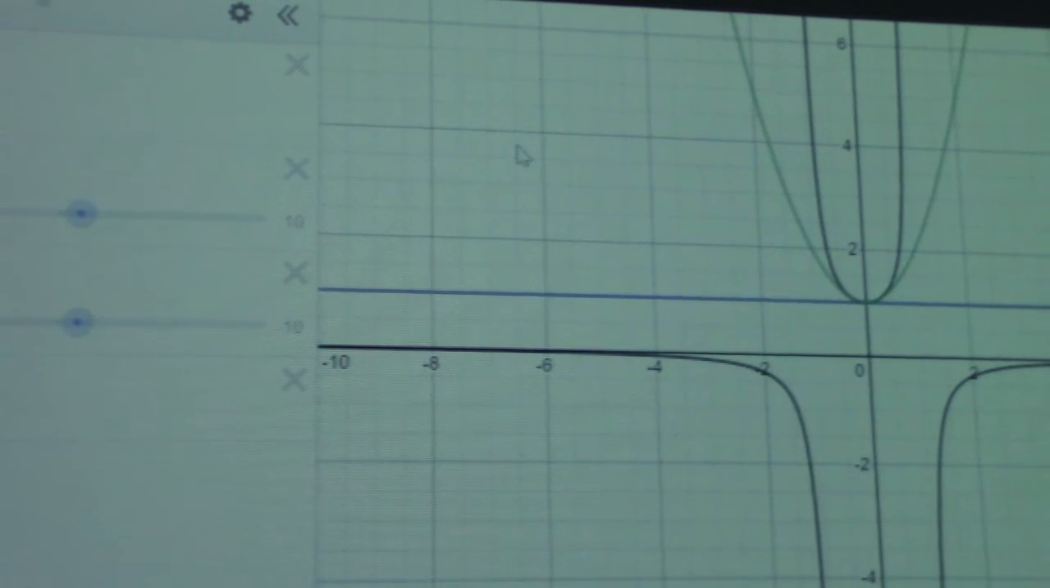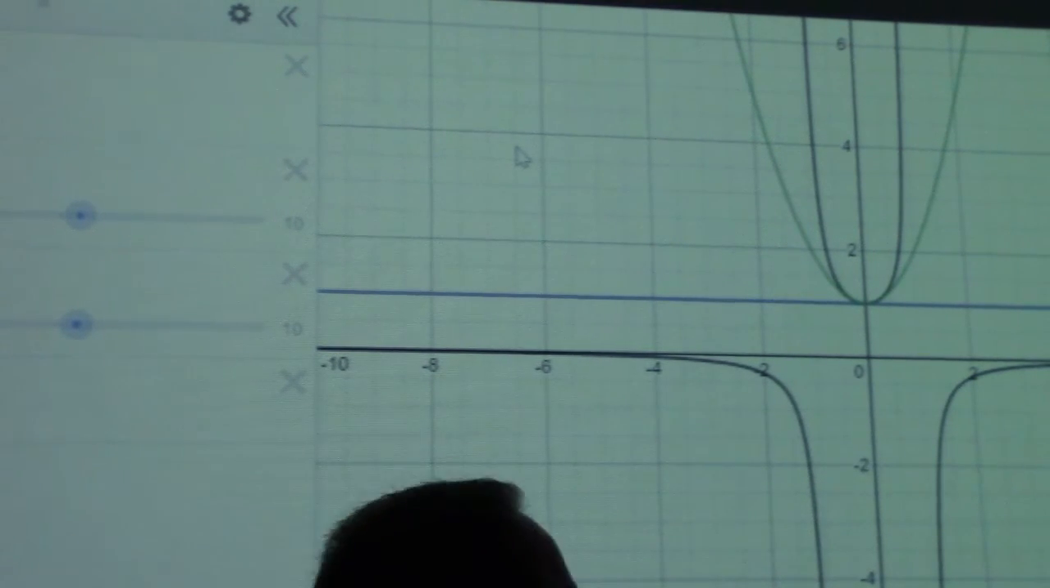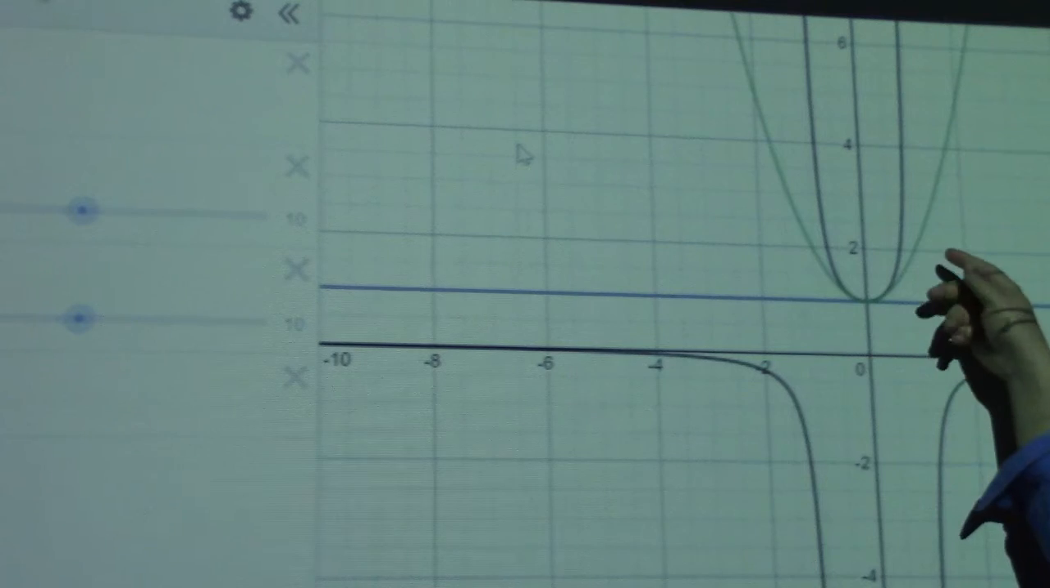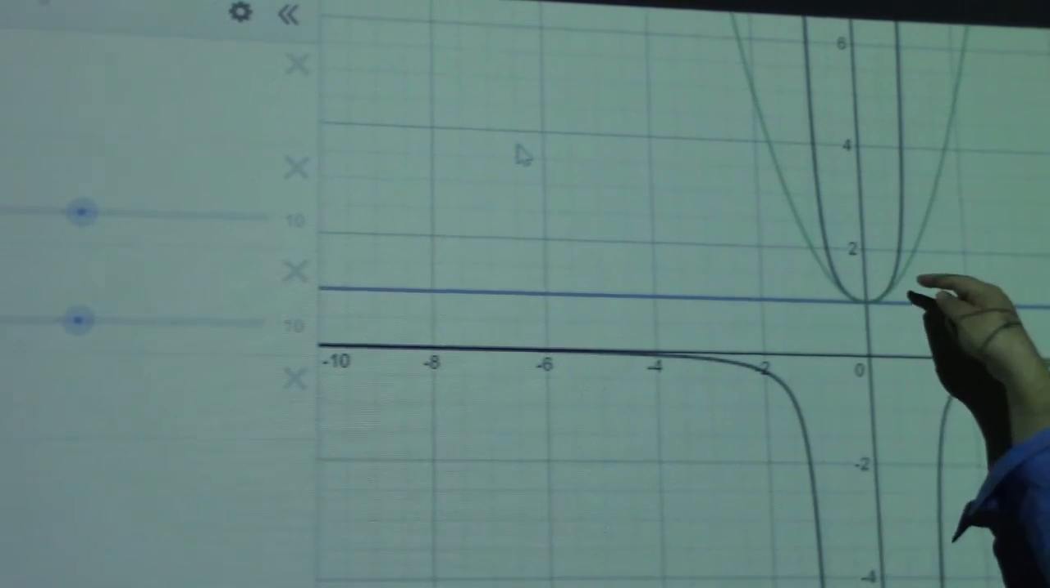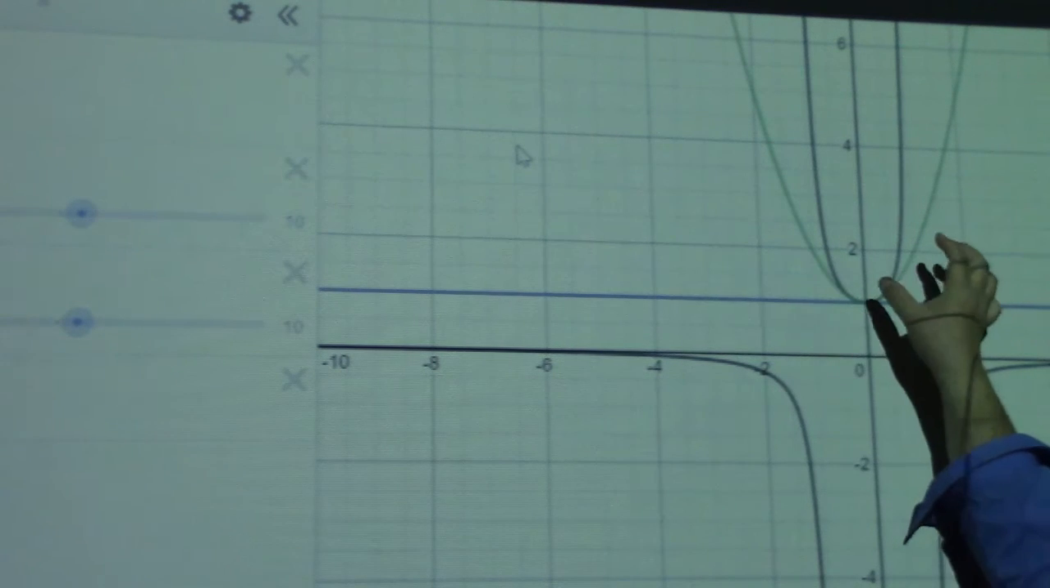This one's not especially exciting, but I would point out, you can see how this green line, so the constant, approximates the function close to the point, right? But the green one stays with it a little bit further out, right?